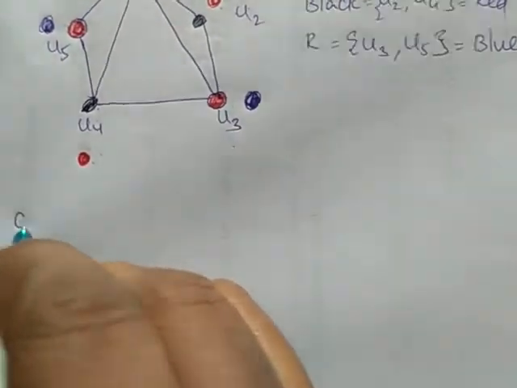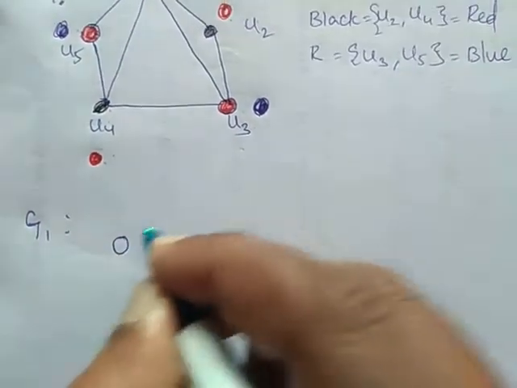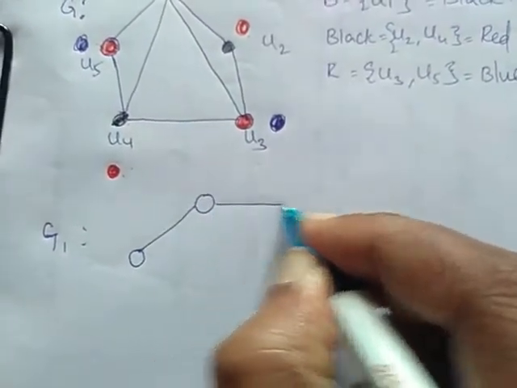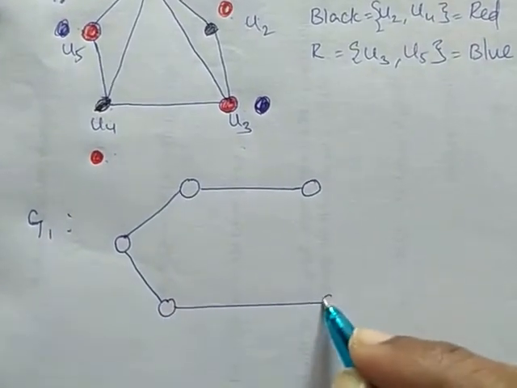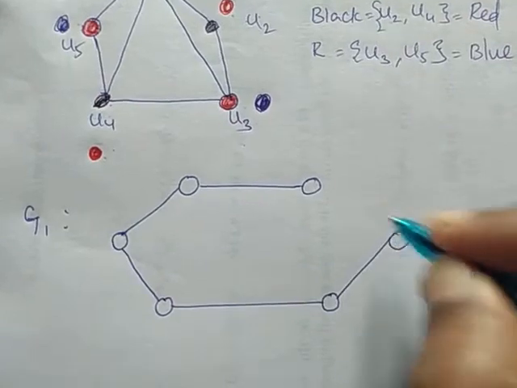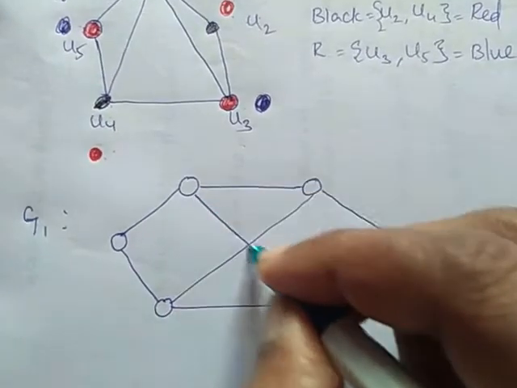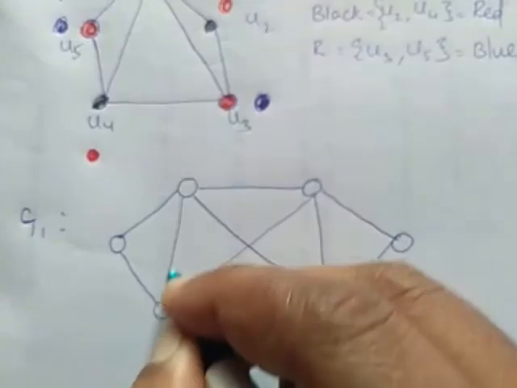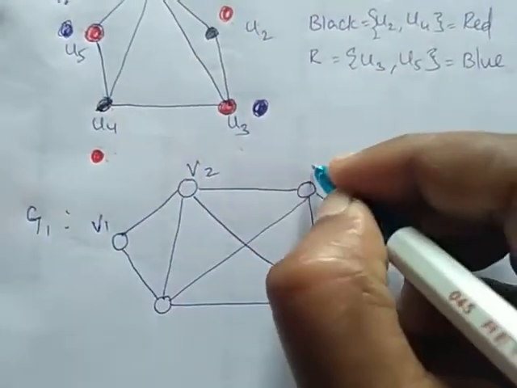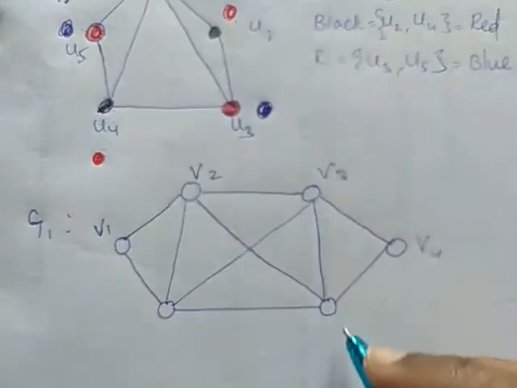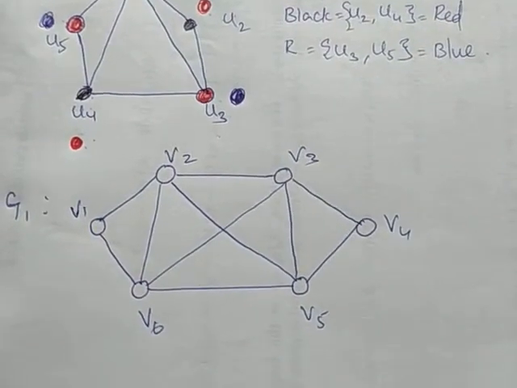Now consider some other example. Consider a graph G1. I am considering another graph. These are our vertices. So this is our G1 now. Now I'll take this as V1, V2, V3, V4, V5, V6. Now I'm going to color this graph.